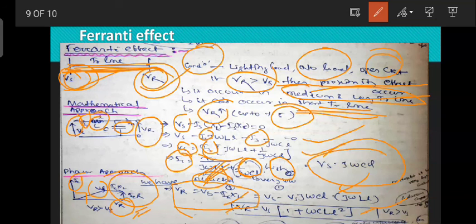Okay, it is clear. So in a later chapter we have to discuss the inductance and capacitance, and capacitance is a very big chapter, that's why I am not including it in this chapter.